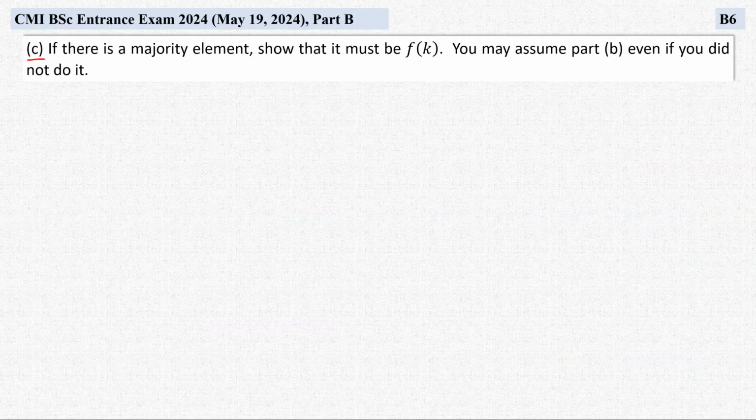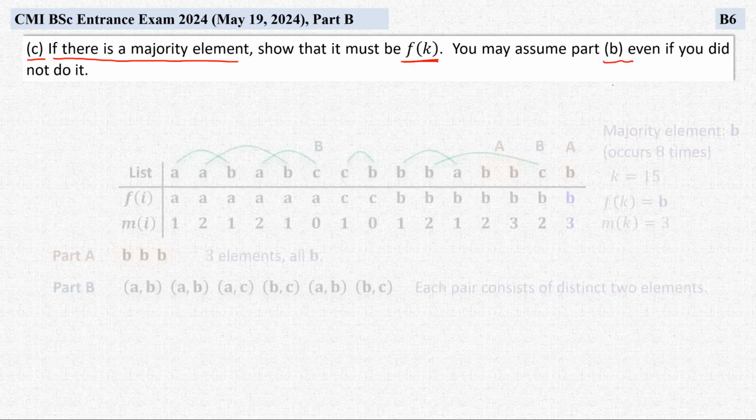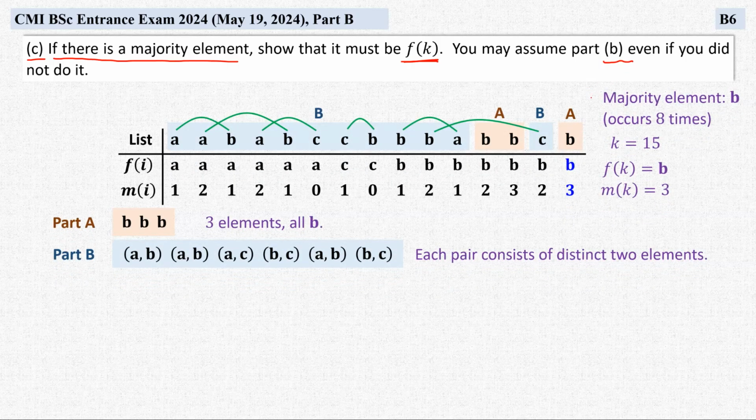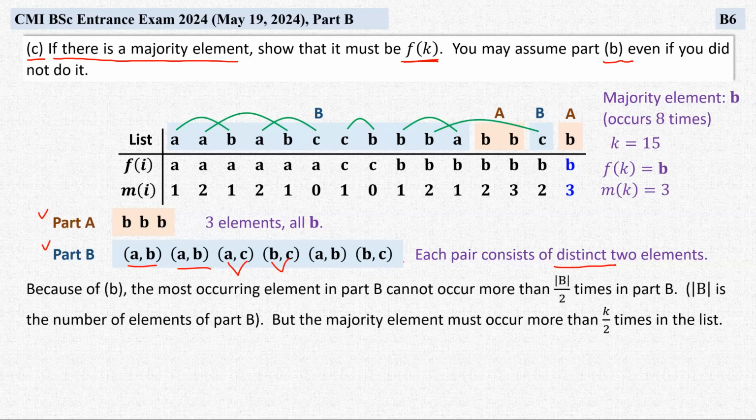Moving on to problem C, if there is a majority element, show that it must be f of k. We are going to use the result of problem B. In the previous problem, we proved that the list can be divided into parts A and B, and elements in part B can be grouped into pairs where 2 elements from any pair are distinct. This leads to the following important property of part B.